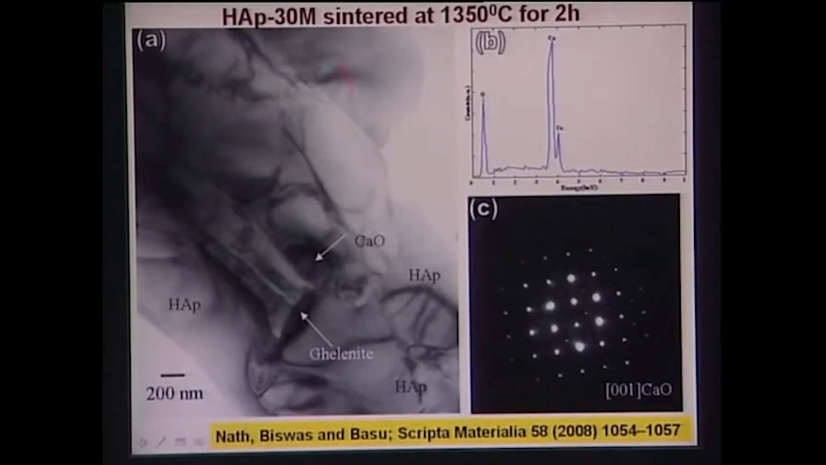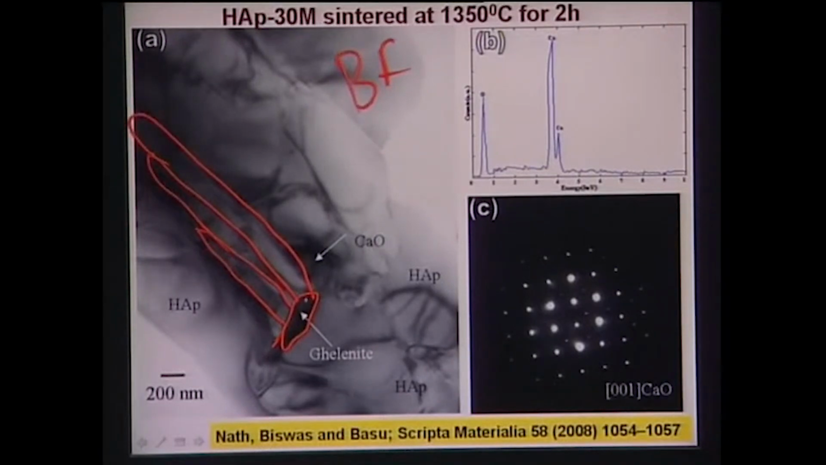Now this is more of a bright field image, which essentially tells you that there is a gehlenite phase here, which is a C2AS phase. These needles are essentially mullite needles, which have a very large aspect ratio of 8 to 10, and this scale is 200 nanometer. So essentially the width of these mullite needles is 200 nanometer, and also you have the CaO phase.